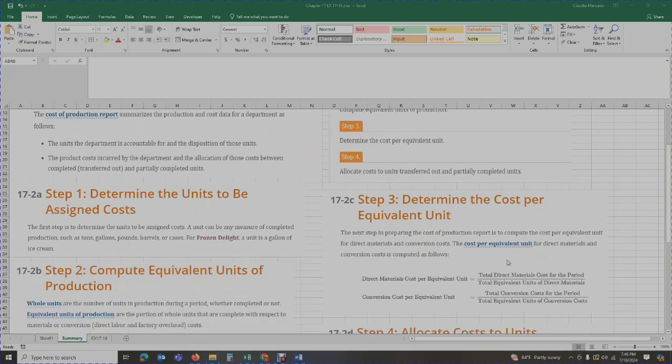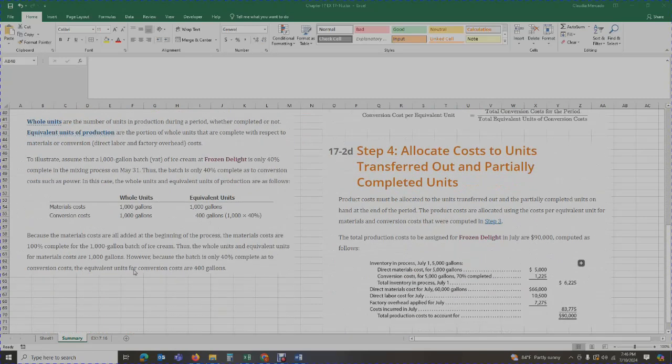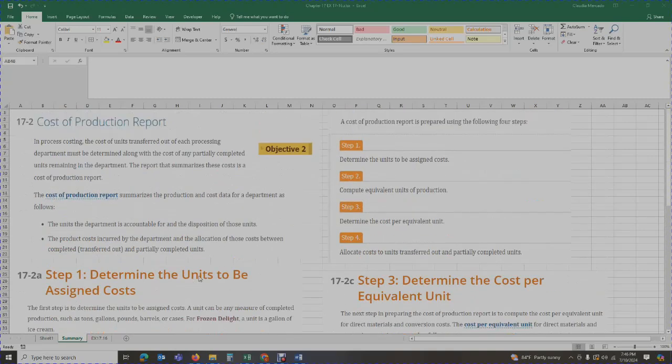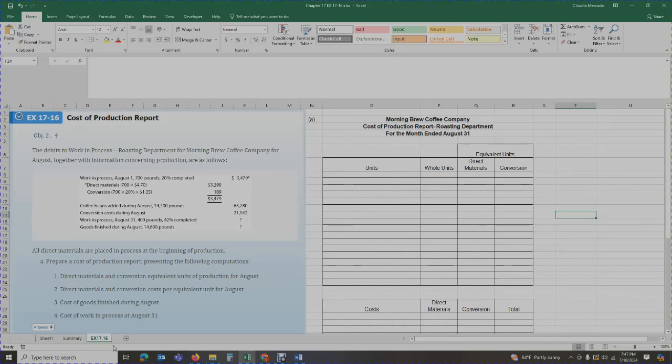As I stated, all of those steps are clearly outlined in your textbook along with examples and great use of information. Please make sure that you do review that information on your own time. Okay, now let's go and tackle the problem.